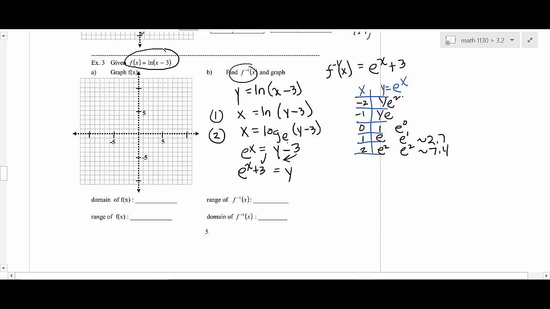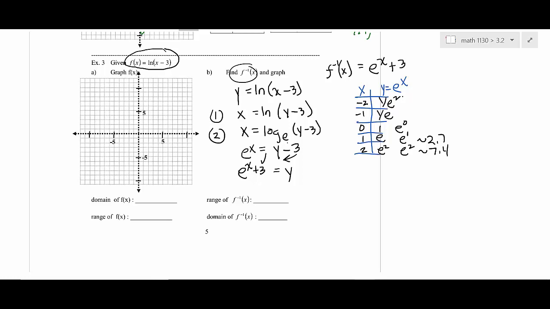So here's what I want to see if you're catching on to or not. We know how to graph e to the x. We just plot those points. Well, what would be the graph of e to the x plus 3? What is that plus 3 going to do to that graph? It's going to move everything up 3. Good.